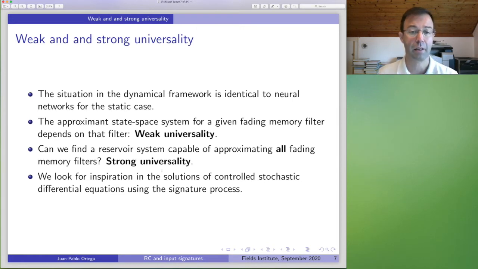we will call it SigSAS. So it's going to be the signature state-affine system, because the state equation that defines the solutions that I will show, which are strongly universal, are very close to basically Euler discretizations of this signature process that Joseph was talking about.